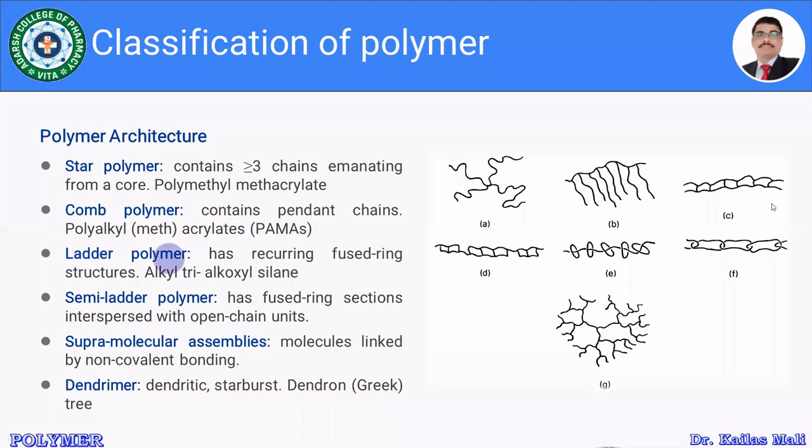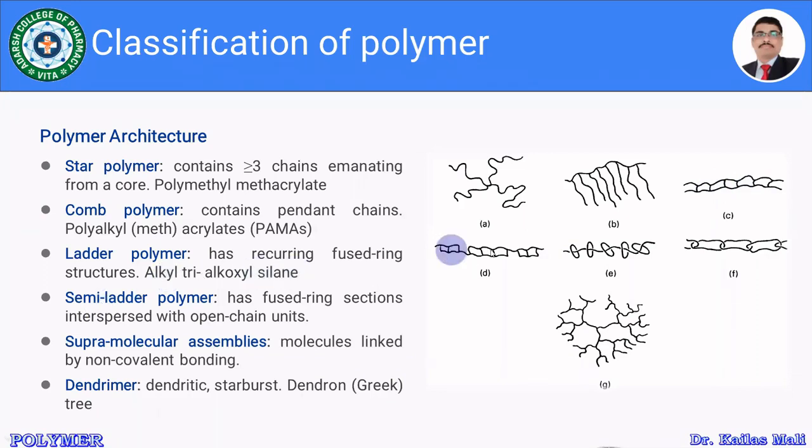Then the ladder polymer. Ladder polymer consists of recurring fused ring structure. So these are the fused ring structures, then it is said to be the ladder polymer. For example, alkyl trialkoxysilane. This is the example of ladder polymer. So these are the recurring fused ring structures.